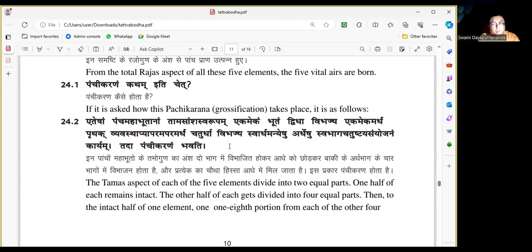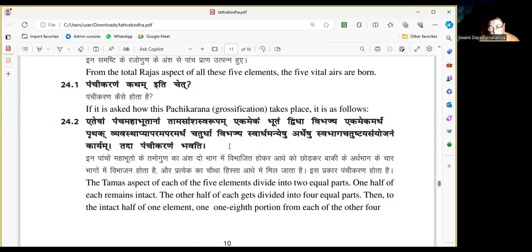It says: Etesham Pancha Mahabhutanam Tamasa Amsha Swarupam Ekam Ekam Bhutam Dvidha Vibhajya, Ekam Ekam Ardham Prithak Vyavasthapya, aparam ardham chaturdha vibhajya, svardham anyeshu ardheshu svabhaga chatushtaya samyojanam karyam, tada panchikaranam bhavati. This is how Panchikarana happens. Difficult mathematics here at the beginning, a little bit of arithmetic is there, we did arithmetic in the school days. He says how this Pancha Mahabhuta happens, I will read further translation.